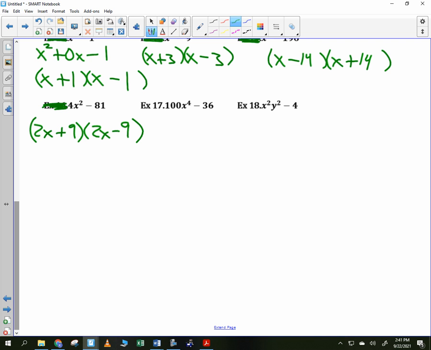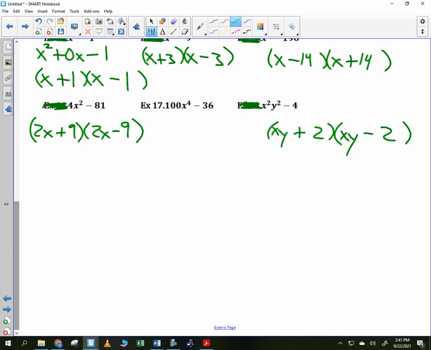I'm going to skip 17 for a second. I'm going to roll over to 18. What do you multiply by itself to get x squared y squared? xy, xy. What do you multiply by itself to get 4? 2 and 2, good. Positive and a negative. I like the way you roll.